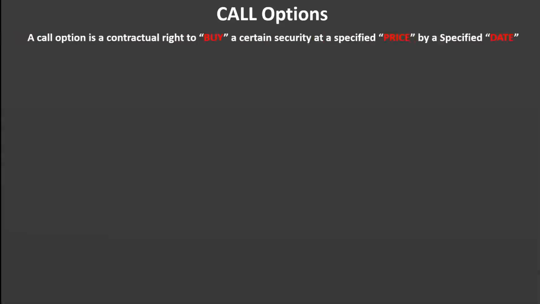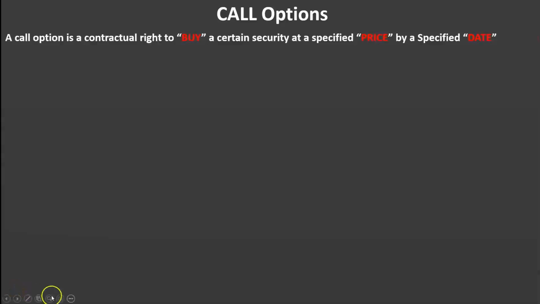call options. All right. A call option is a contractual right to buy a certain security at a specified price by a specified date. It just hit me why I was confused about Robinhood. It was short selling. I think it was short selling that they would not let you do on Robinhood.